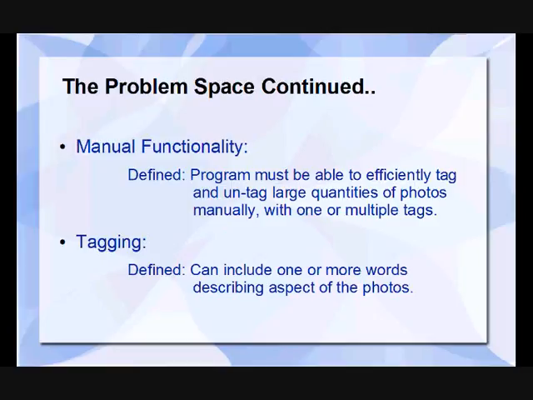Manual functionality included that a program must be able to efficiently tag and untag large quantities of photos manually with one or multiple tags. We decided that for reference we needed to include a definition of tagging. In this case, tagging is where you can link one or more words describing aspects of the photo that can be used to search, organize, and edit said photos.